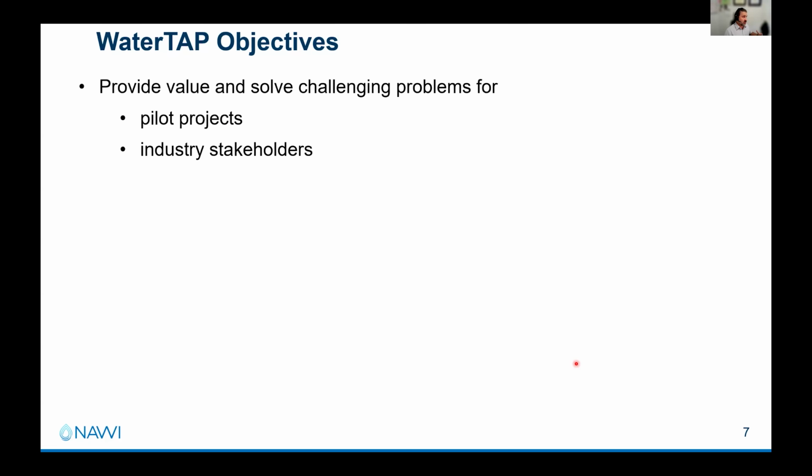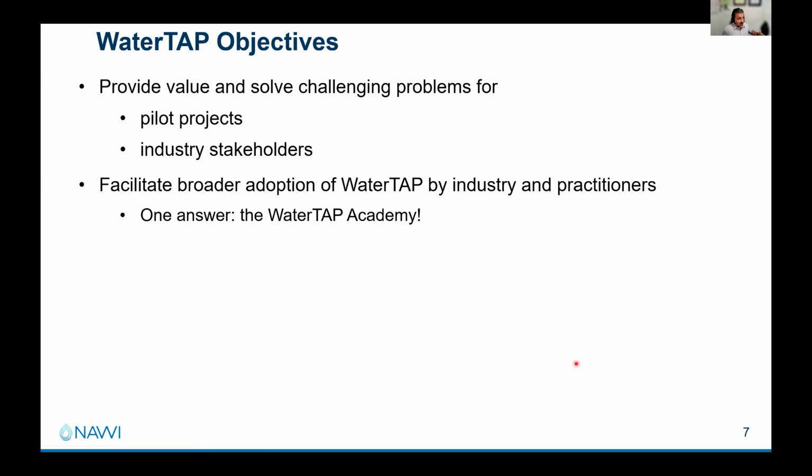And so first and foremost, we want to provide value and solve challenging problems for people with real world systems, pilot projects, industry stakeholders, okay? The other thing we want to do, like I just said, is we want to facilitate broader adoption. One way we're doing this is through what we call the WaterTAP Academy. I see we have quite a few people on today that were part of the first cohort of the WaterTAP Academy. Thanks for joining. Hi.